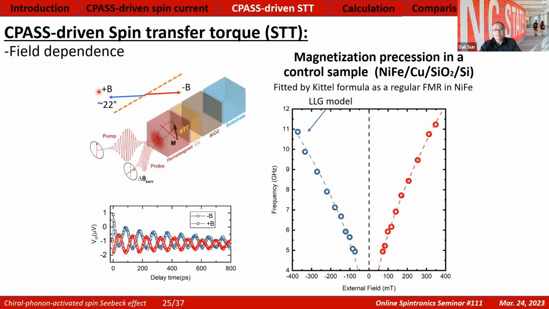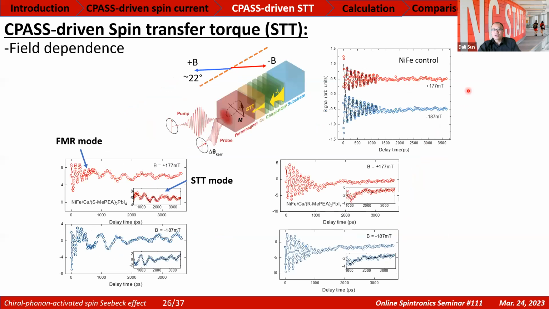So how about if we apply a magnetic field? For a simple ferromagnet, if you apply a magnetic field, you should see a very nice oscillation within about 800 picoseconds. That's the FMR mode. By plotting different magnetic fields, we are able to fit the Kittel formula with the regular ferromagnet, the nickel iron, right? Now if we replace silicon dioxide with the chiral perovskite, for the nickel iron control, of course, you see oscillation within about 1000 picoseconds, then later it goes flat. There's nothing happening in the nickel iron control sample.